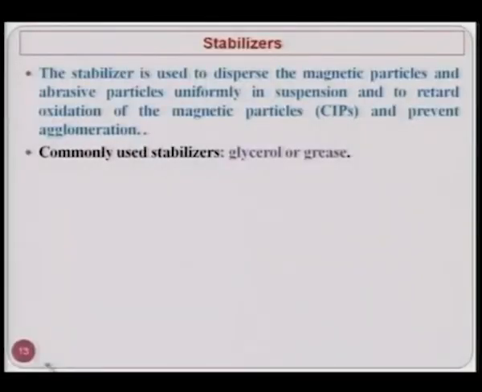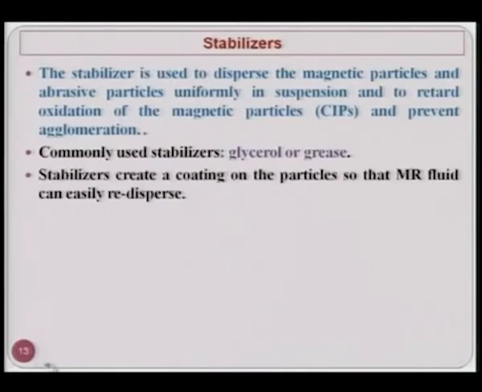Commonly used stabilizers are glycerol or grease. Stabilizers create a coating on the particles so that MR fluid can easily redisperse. Suppose this is the particle, and then surrounding this particle a coating is formed by the stabilizer, and that prevents two particles from agglomerating with each other. Hence, this is very important.